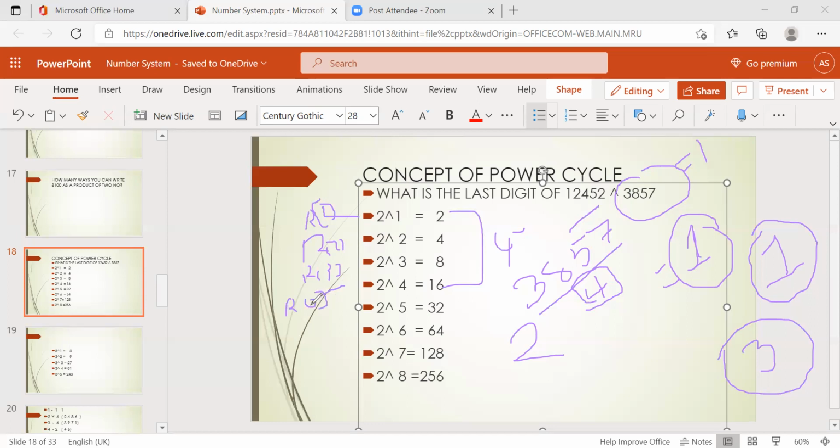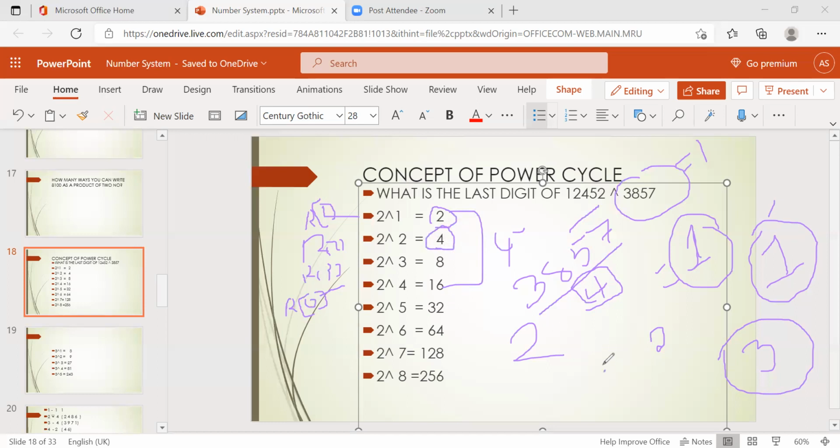Remainder 4 will not occur. Remainder 0 will occur instead of that. So whenever you get remainder 1, take the first value, 2 power 1, which is nothing but 2. So remainder 1 means the unit digit will be 2. If you get remainder 2, that is 2 power 2, which is 4. The unit digit will be 4.